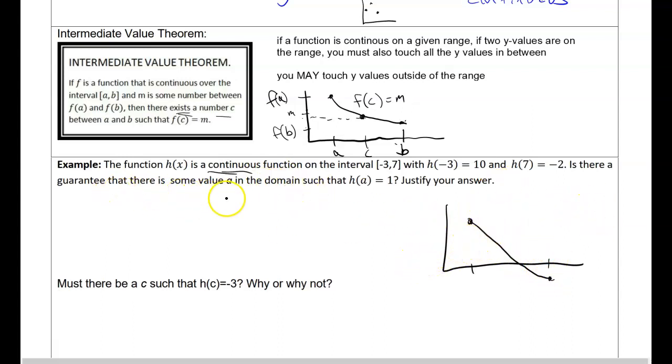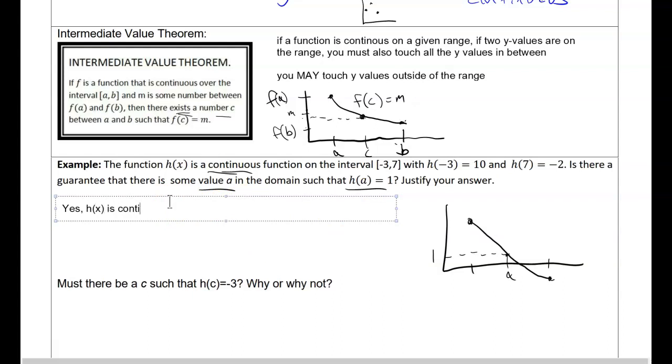Is there guaranteed a value a in the domain such that h of a equals 1? Well, based on my picture, like obviously yes, right? That point would be here, right? That's all this thing is saying. So here's a, here's 1, right? Our answer, we're going to justify it in a particular way based on how you're expected to justify on the AP exam. So we're going to say yes, and we have to state that the theorem applies. That's what they're looking for in your justification.